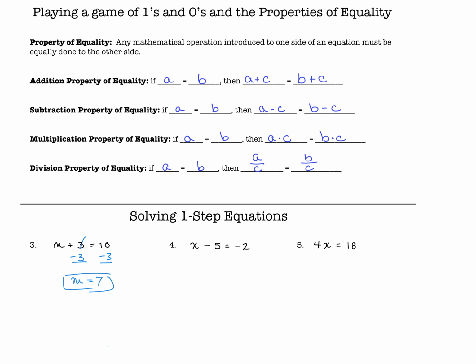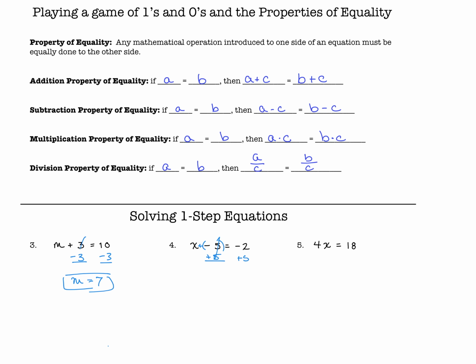So now we look at number 4. Now it says x minus 5. So really what you need to be thinking about, again, is that this is really x plus negative 5. Well, if I want that to go away, I use the inverse property of addition. The inverse property of addition simply states you need to add the opposite. Well, if I want to add the opposite of negative 5, that means I add 5. So negative 5 plus 5 makes 0. Going back to properties of equality, what you do is you say, okay, if I add something to one side, I must add it to the other side. That's it.